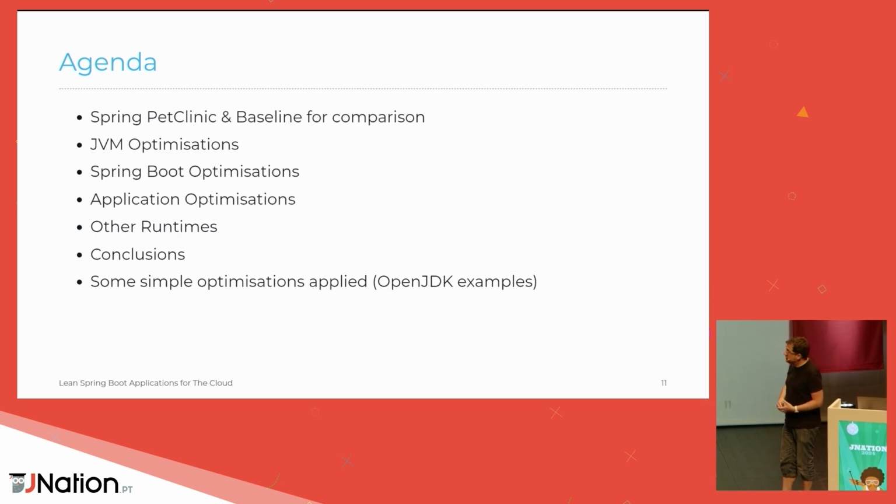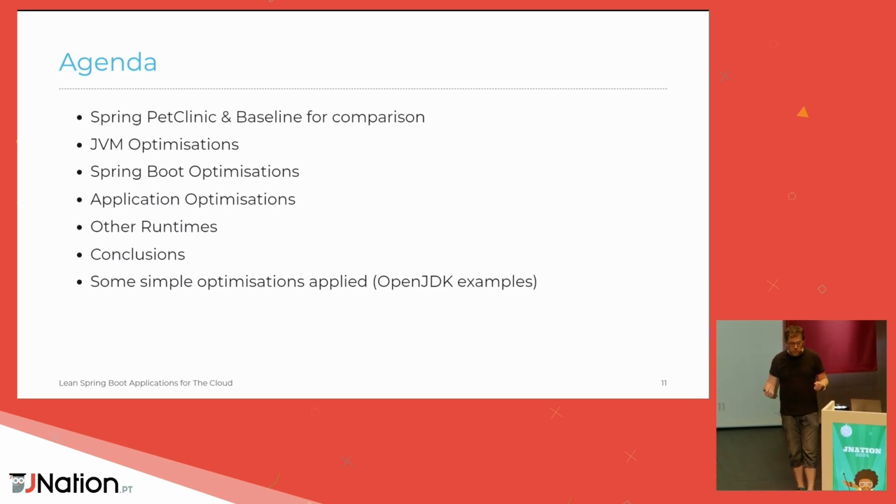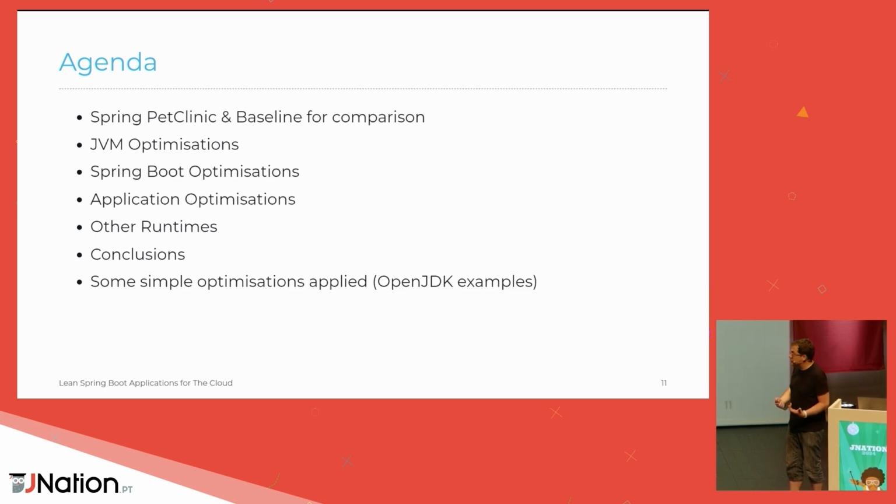We define a baseline, then we go into some Java optimizations, some Spring Boot optimizations, we have a look at some application optimizations, we may even change the runtime, and in the end, when I summarize, I give you some thoughts, and I show you how combined optimizations work together and how they could look in the end. So you have to stay till the last 5 or 10 minutes, and then you will see what it really does when you optimize your applications.